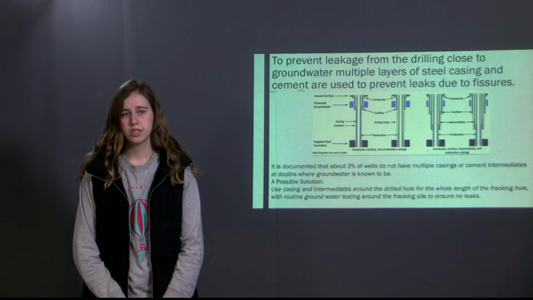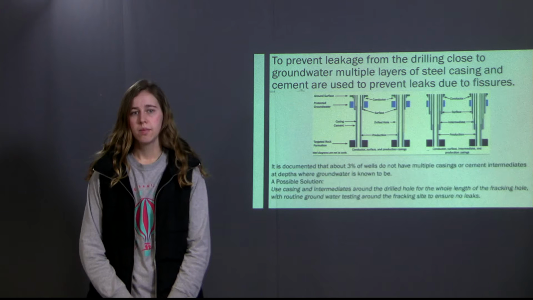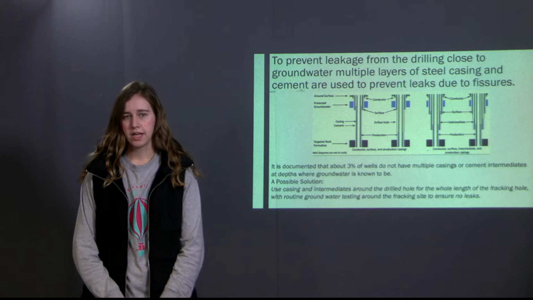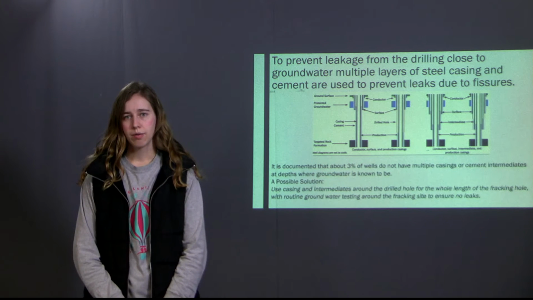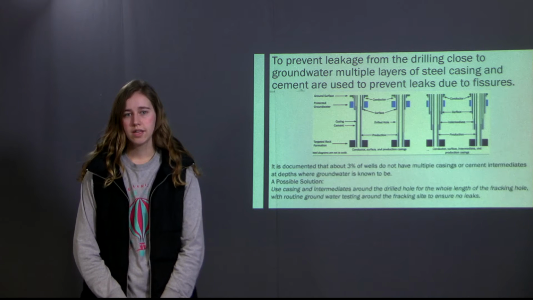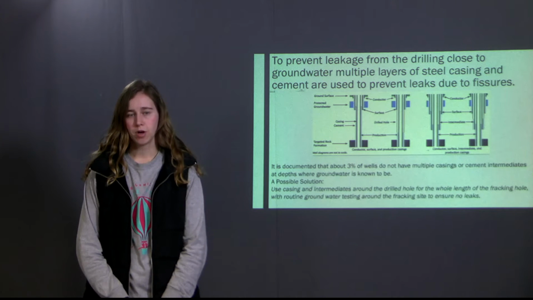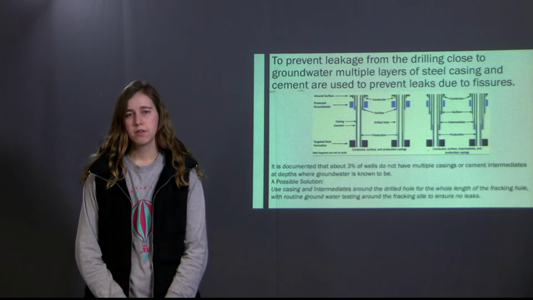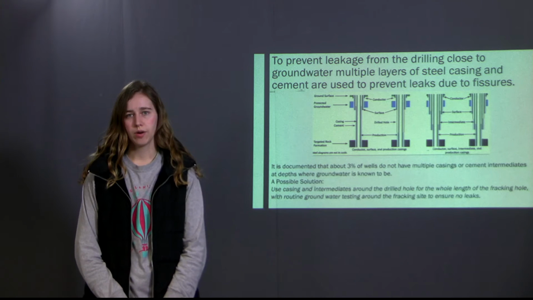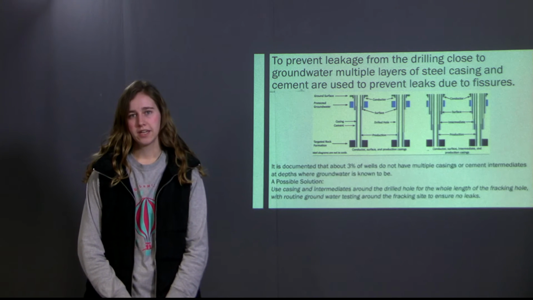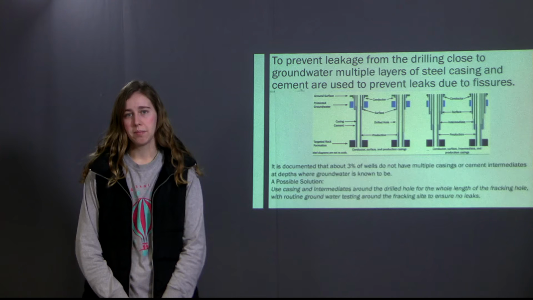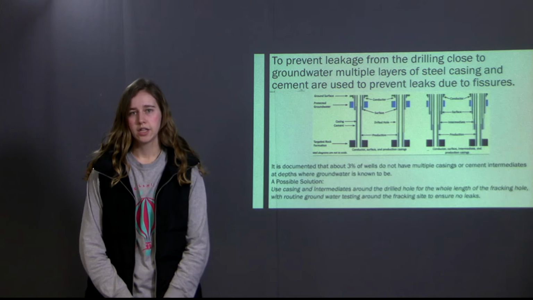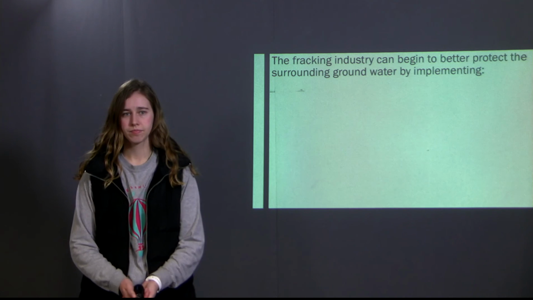A possible solution to this is, instead of only using multiple casings and cement intermediates in the area where groundwater is, using the multiple casings and cements from the surface to the target oil-gas zone, where the perforations would be necessary and could not be blocked in order to extract the oil and gas.